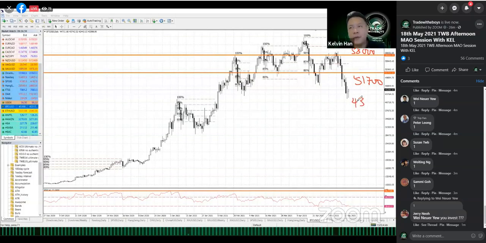So if you think that Bitcoin will stabilize somewhere around here, you can consider doing that. Okay. So that is Bitcoin. All clear on this? If all clear, please key in number 2 right now.